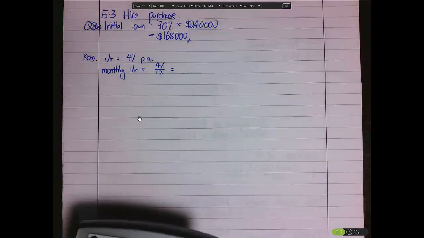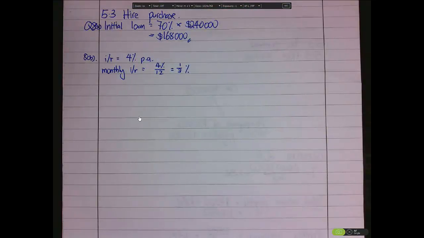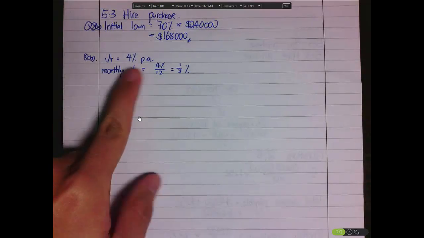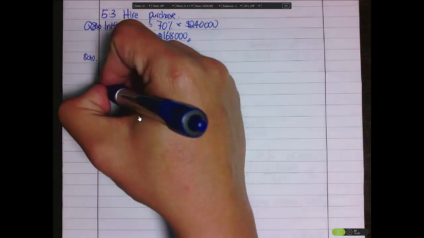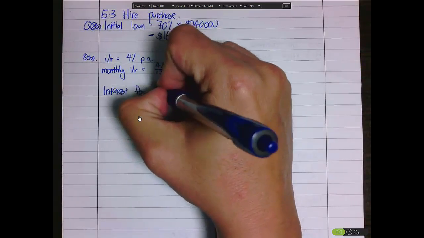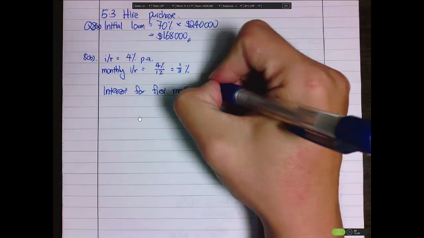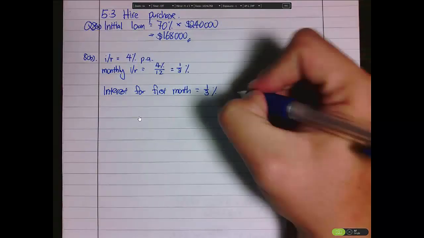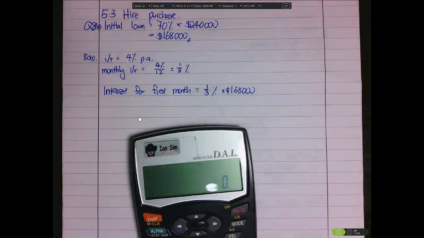4 over 12 is 1/3%. So the monthly interest rate is actually 1/3%. Because if 1 year is 4%, 1 month is 4 over 12, so it's 1/3%. Now that that is clear, let's start to calculate for each month. So interest for the first month is equal to 1/3% of $168,000. 1/3%, please be very careful.